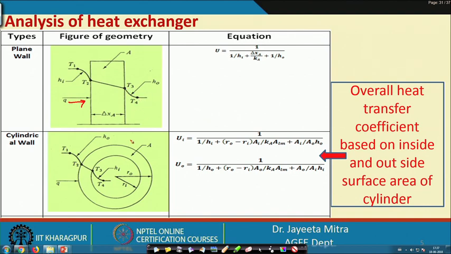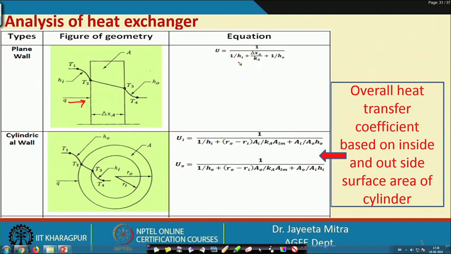T4 is the temperature in the cold fluid section. So, overall heat transfer coefficient we can express as U, that is equal to 1 divided by 1 by H I plus delta x A by K A plus 1 by H O.